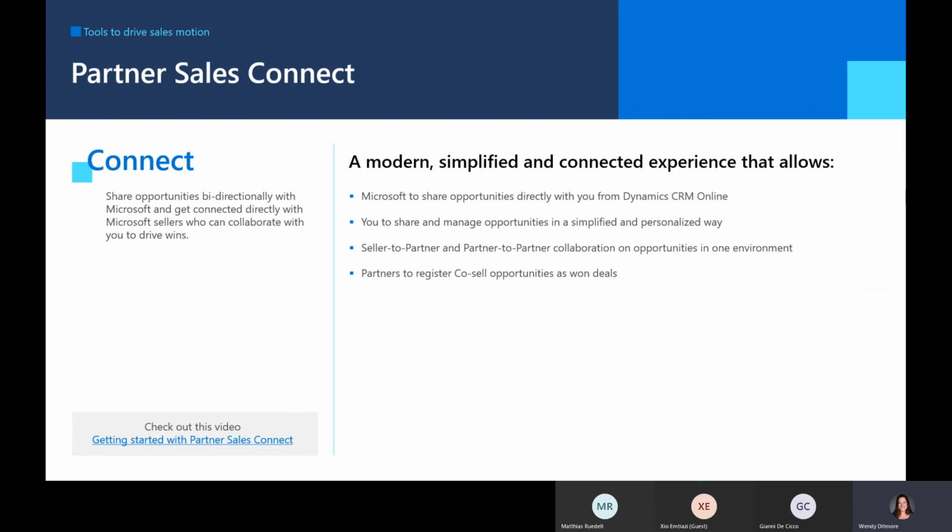Partner Sales Connect, I'm going to guess everyone here is very familiar with that. It's the tool today for sharing opportunities bidirectionally with Microsoft sellers. We do know that that is going to be retired at a near date here, and we'll be switching over to Partner Center. There's a lot of pain, we know, in using the Partner Sales Connect tool, and we're really excited about making that switch over to Partner Center. But today it is still the tool of choice for working through your opportunities.